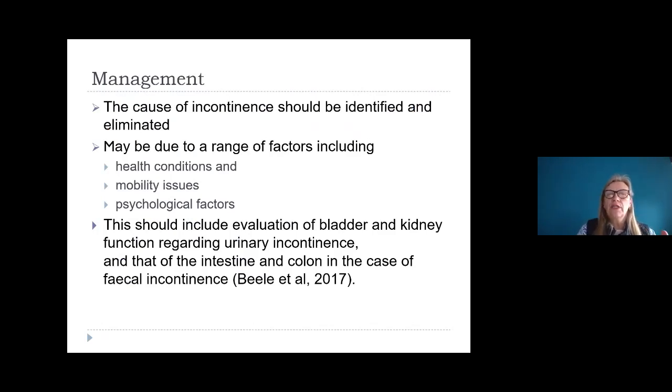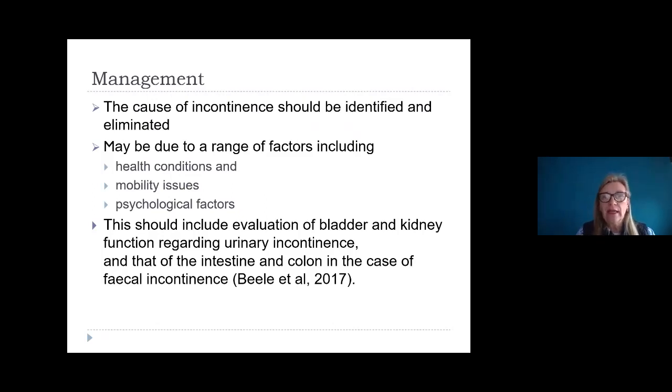So we've looked at the skin, we've done some assessment, we've decided what it is. We now need to start to think about how we're going to manage it. The most important part is thinking about the cause of the incontinence and what we can do to prevent that. And that can be complicated by a range of factors, including health conditions. So if the patient is diabetic, if they have mobility issues, and that might relate to things like they don't drink very much because they don't want to have to go to the toilet a lot. Or it could be psychological factors, and that could be fear factors. So they, again, may not want to mobilise to the toilet because they're scared of falling when they come into hospital or when they're not in their own surroundings.